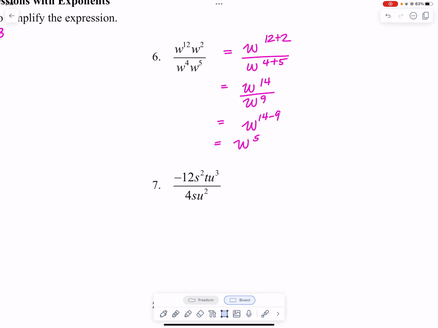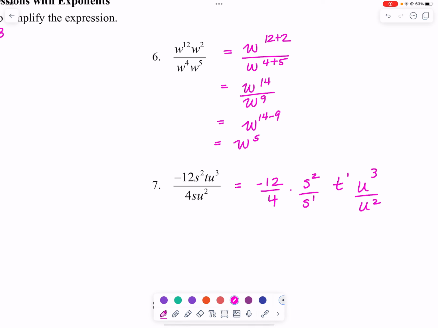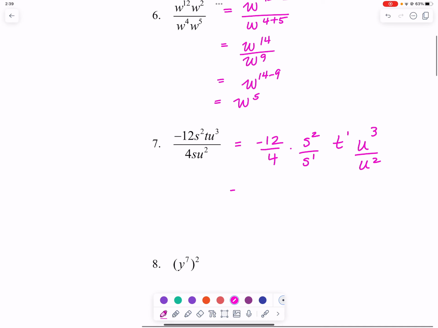Okay, let's do the same thing that we did before. Let's go ahead and take our numbers first. So negative 12 divided by 4. We'll have s squared over s to the first. We'll have t to the first, and we'll have u cubed over u squared. And this makes it much nicer.